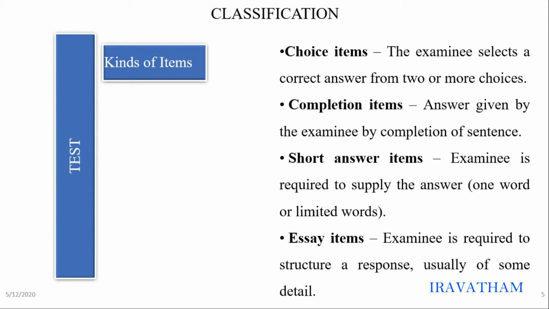Next, short answer item. The examinee is required to supply the answer either in one word or in one or two sentences. So that's the short answer. And an essay item, examinee is required to structure a response, usually of some detail. This essay type in specific helps to understand the creativity level of the learner.